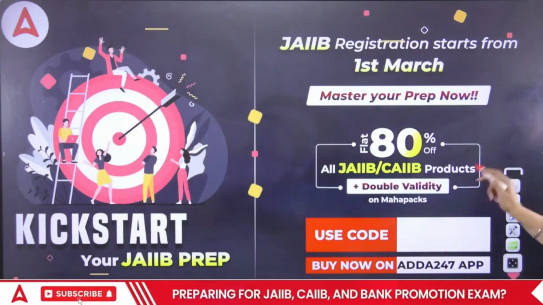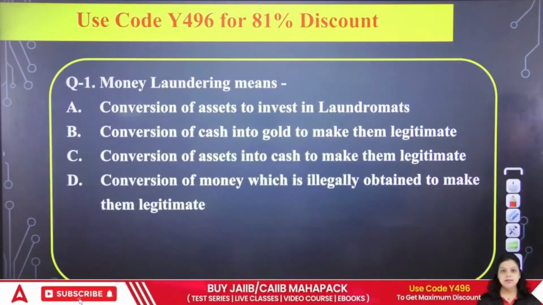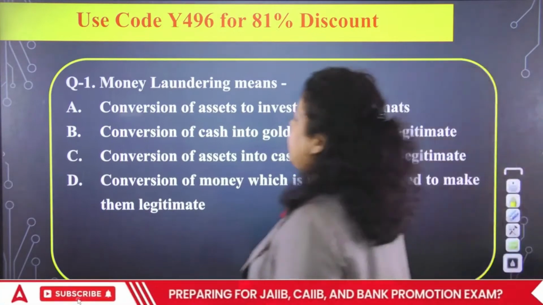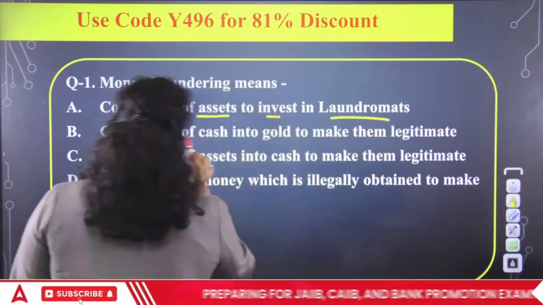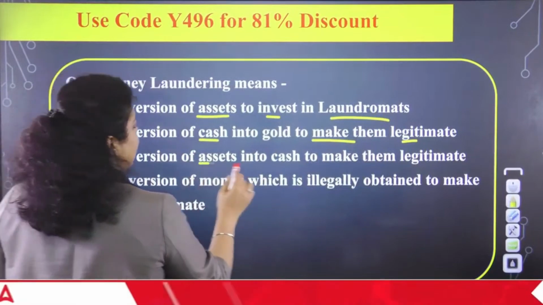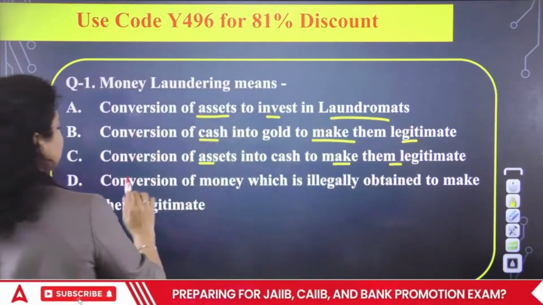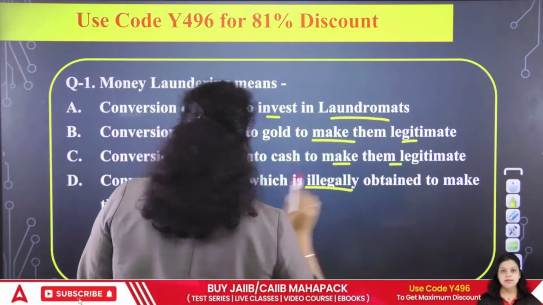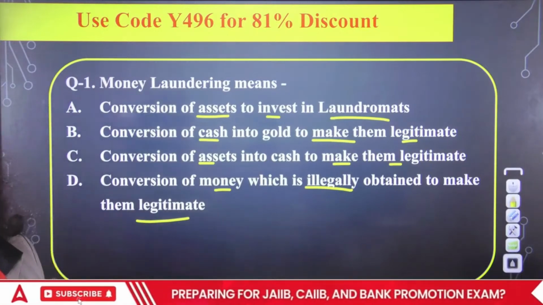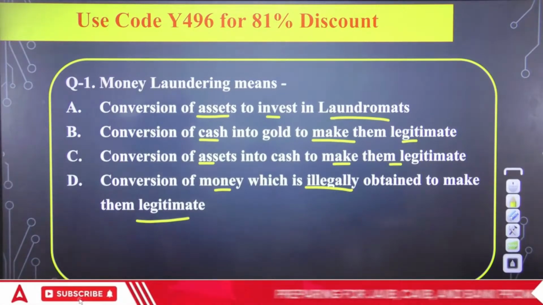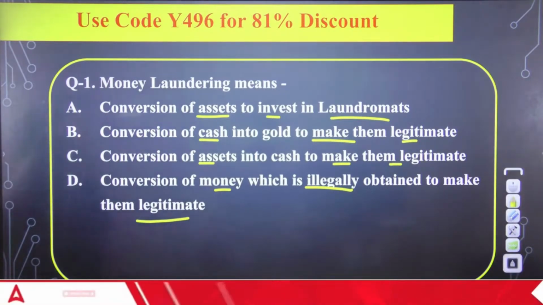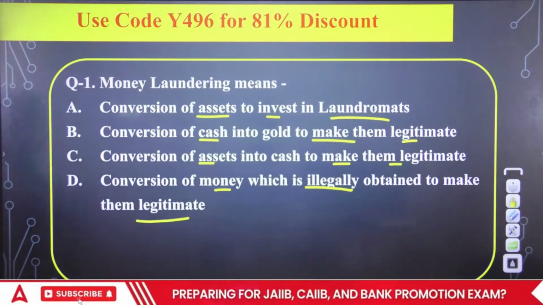Okay. So let's start the session with the first question, which is about money laundering. What do you mean by money laundering? First, conversion of assets to invest in laundromats. Second, conversion of cash into gold to make them legitimate. Third, conversion of assets into cash to make them legitimate. Fourth, conversion of money which is illegally obtained to make them legitimate. Which of the following is the right option in regards to money laundering? A, B, C or D?